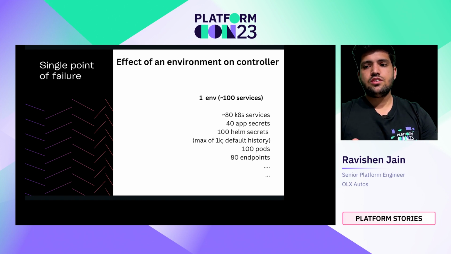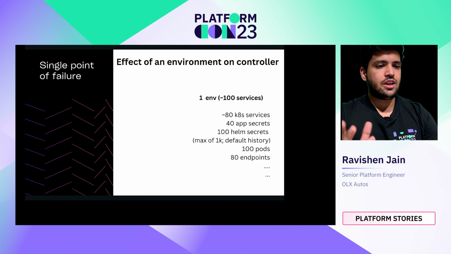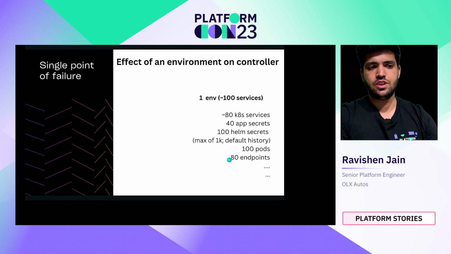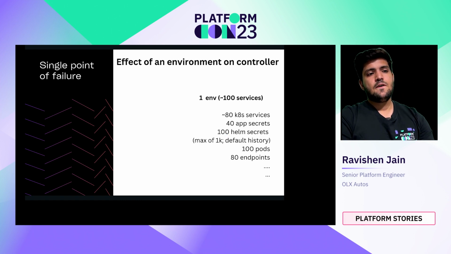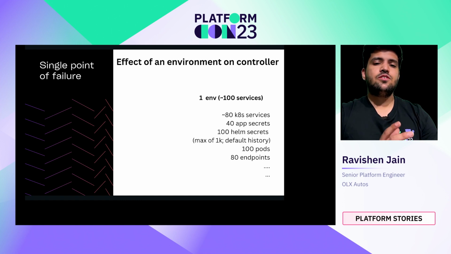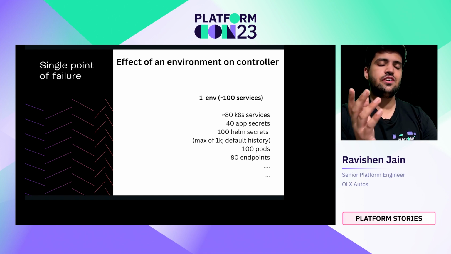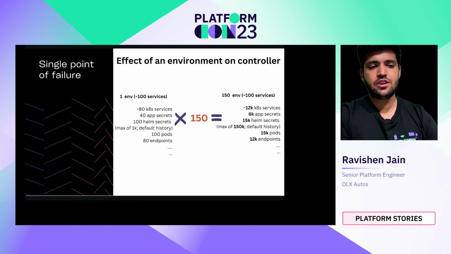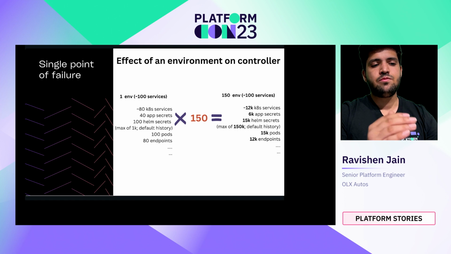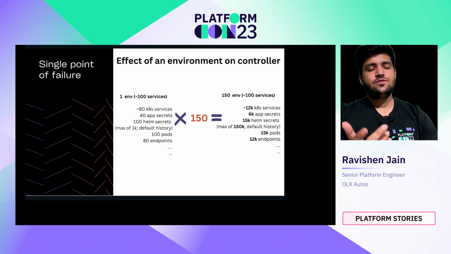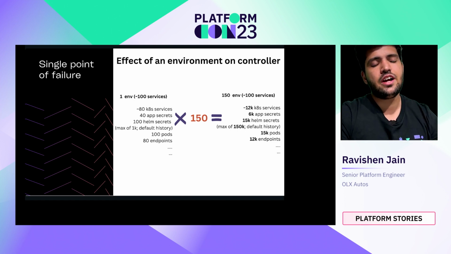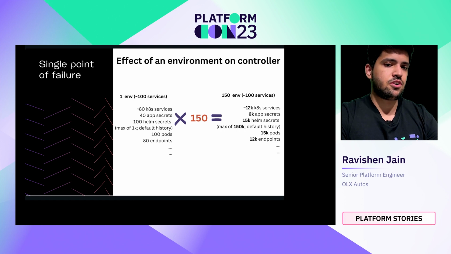By default, the history of Helm is about 10. So at max it can create about 10 into 100, which is 1k secrets per environment. That is what I'm talking about. So you could imagine, if I'm talking about hundreds or 200s of these environments, how significantly the number of resources, pods and endpoints will start increasing. So this will definitely impact the performance of each of your controllers.